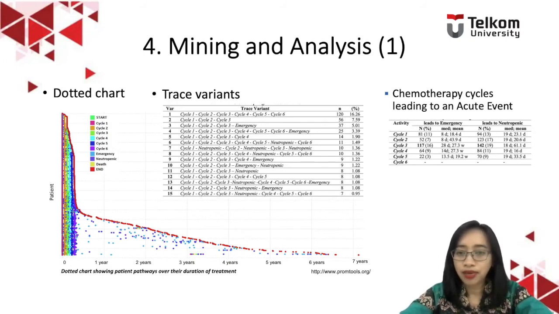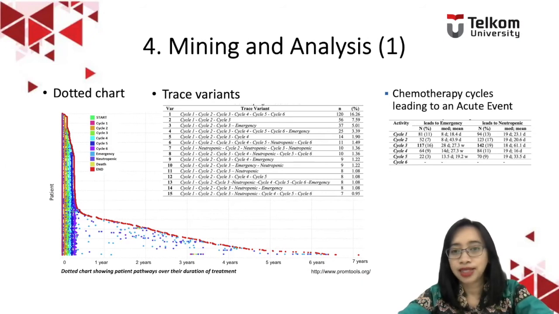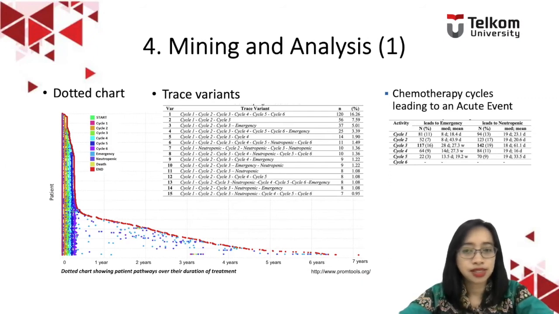And then we have the third analysis on chemotherapy cycles leading to an acute event. We find that for both emergency and neutropenia, most of the patients got this acute event after cycle 3.